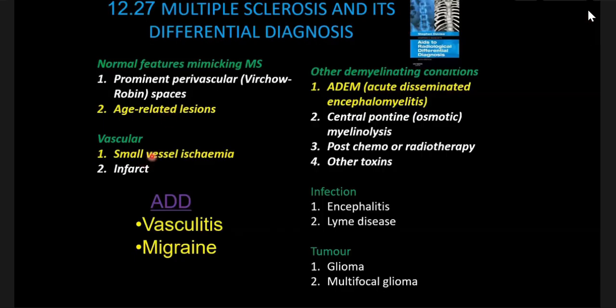And here comes the concept of small vessel ischemia. So small vessel ischemia can happen, it is age related, and that is why they are more frequently seen after the age of 60. But one entity which is very important for your exam as well as your clinical practice is vasculitis. Vasculitis is not mentioned in this differential, so I always tell my students to add it, vasculitis.